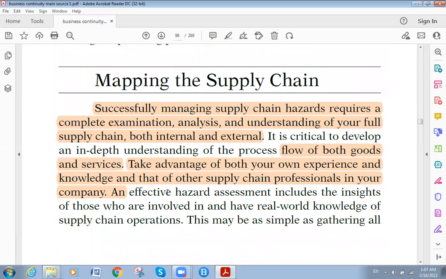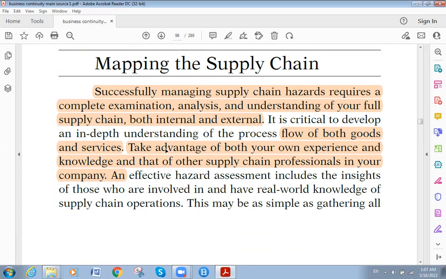We'll come to the next point, that is mapping the supply chain. Like you see here, mapping the supply chain. What about mapping the supply chain?